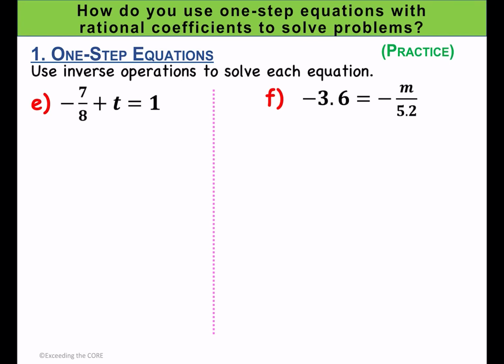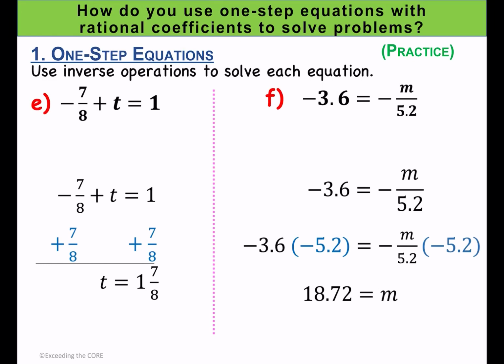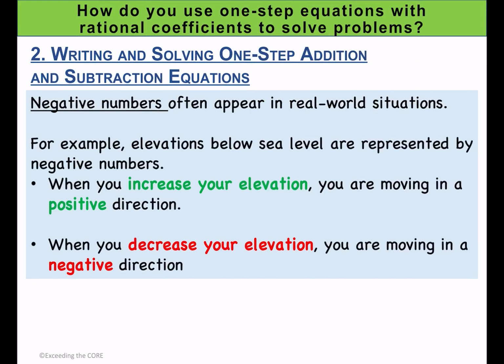Okay, so some other examples, one-step equations. Negative 7/8 plus t equals 1. So again, I need to get rid of that negative 7/8. So I'm going to add 7/8 to both sides, which ends up being 1 7/8. And on this one, I need to get m by itself. So I need to get rid of the negative 5.2, and it's being divided by it. So I'm going to multiply by negative 5.2, and that ends up 18.72. M is 18.72.